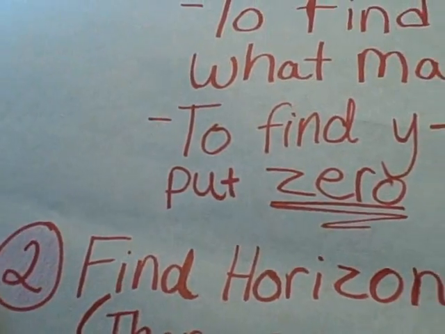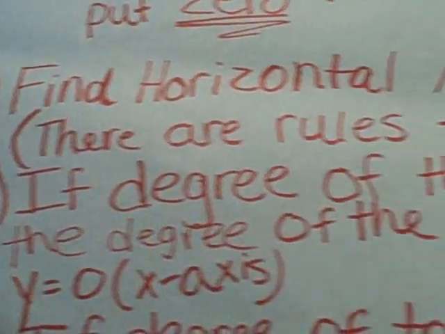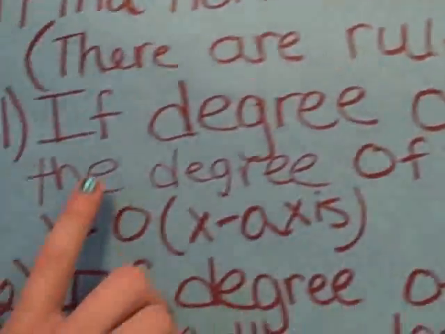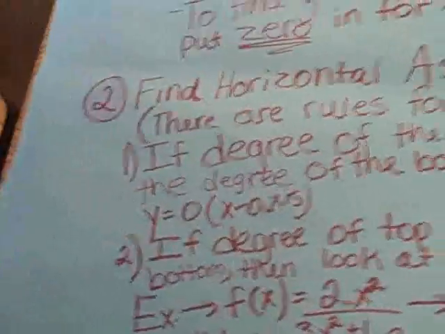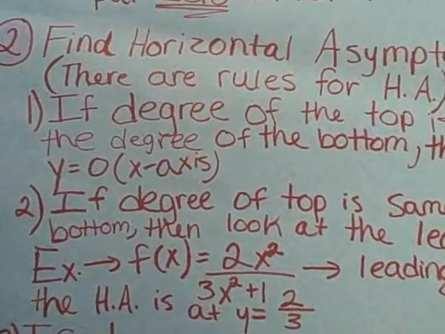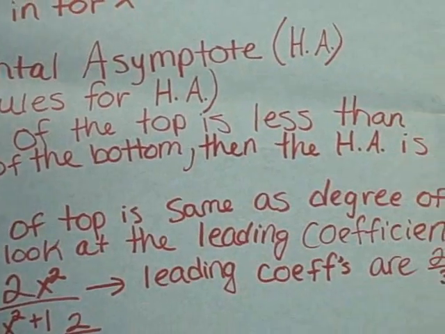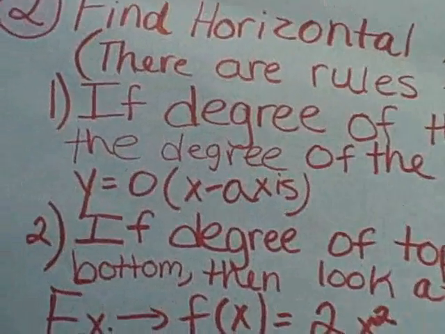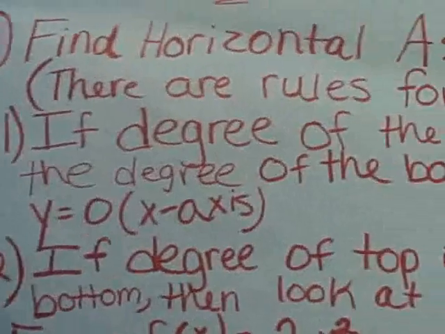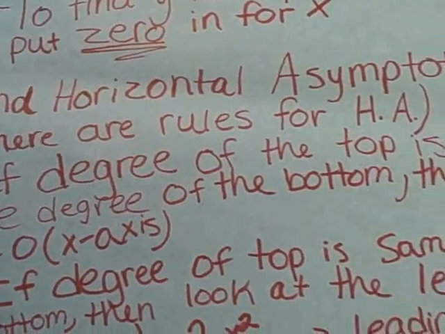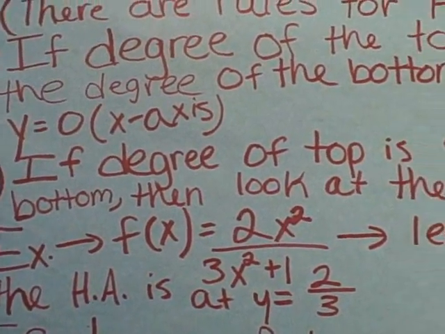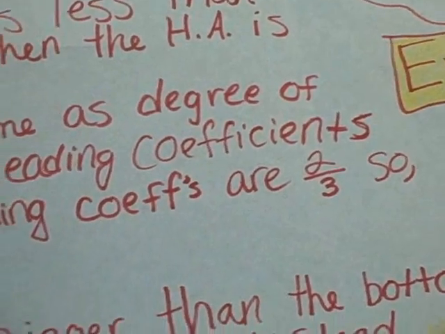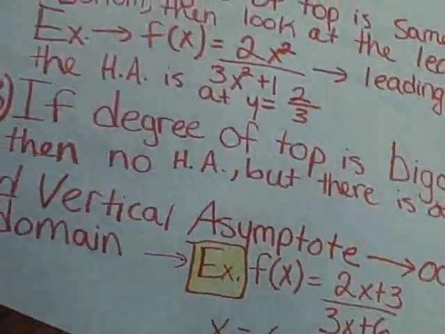Okay, so your second step is you want to find the horizontal asymptote, or HA. And there are rules for finding this. There's actually 3 rules. If the degree of the top of the equation is less than the degree of the bottom, then the HA is at y equals 0. And that's on the x-axis. If the degree of the top is the same as the degree of the bottom, then you look at the leading coefficients. And I have an example of this that Fran's going to take over.